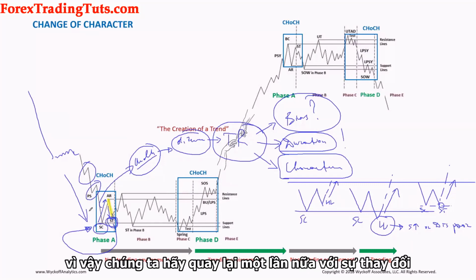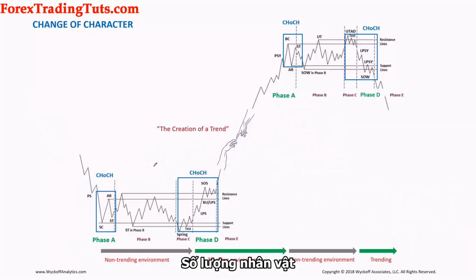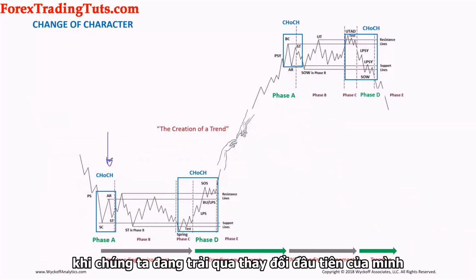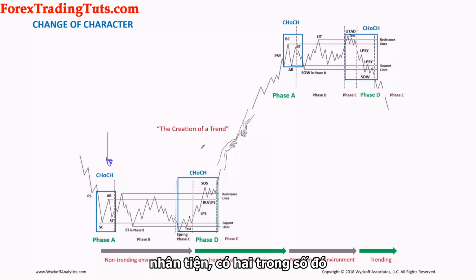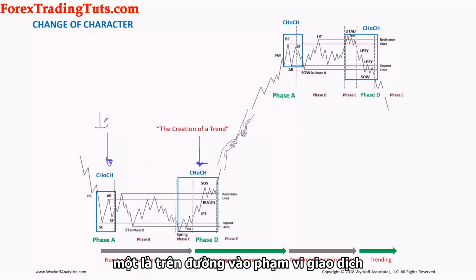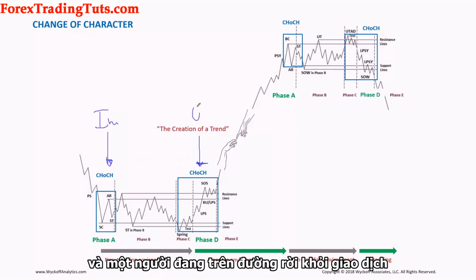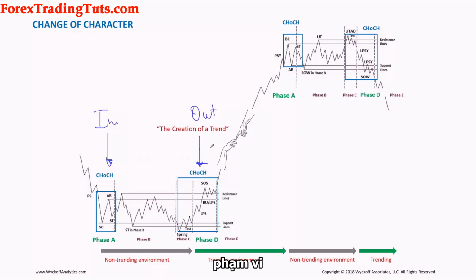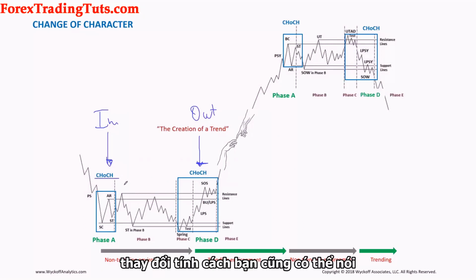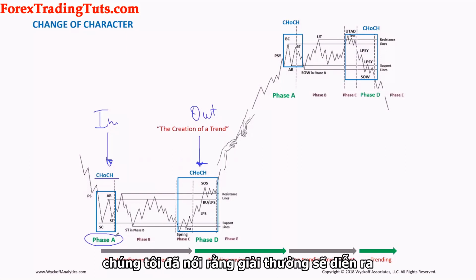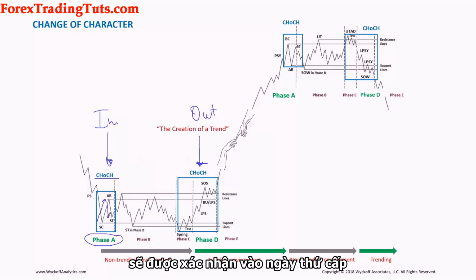So let's come back again to the change of character. As we're experiencing our first change of character in the consolidation, and there are, by the way, two of those: one is on the way into the trading range, and one is on the way out of the trading range. You could also say the first one is in phase A. So what is happening here as well? Well, we said that the price is going to look different, the volume signature is going to look different, and then it's going to be confirmed on the secondary test.